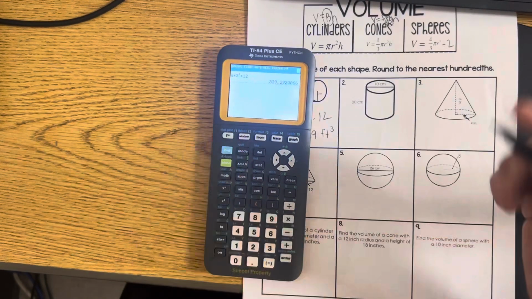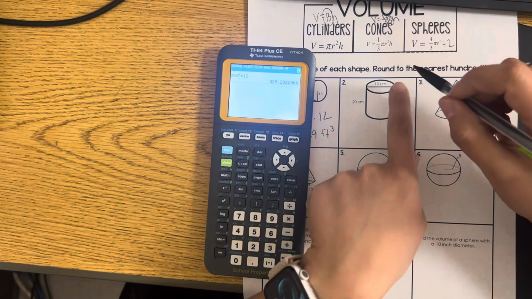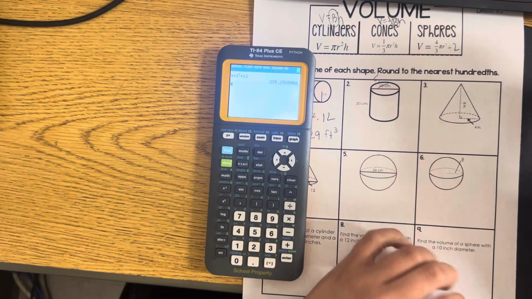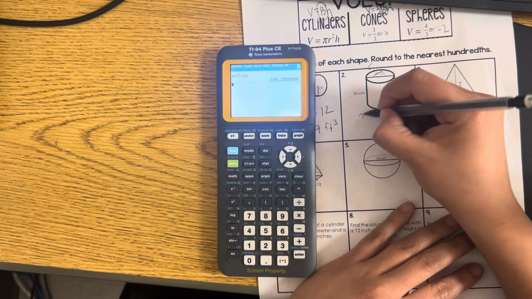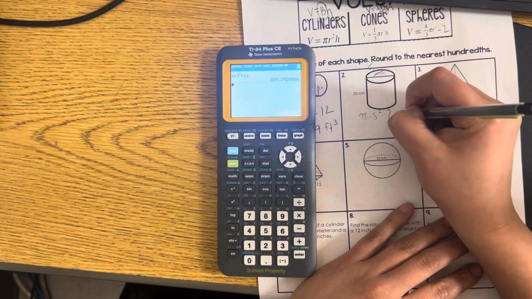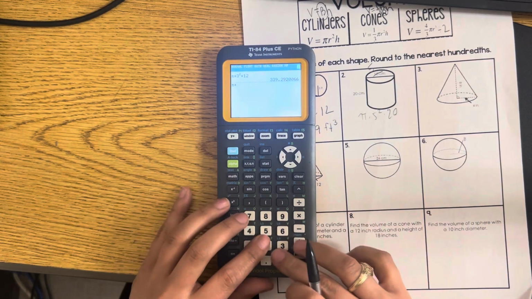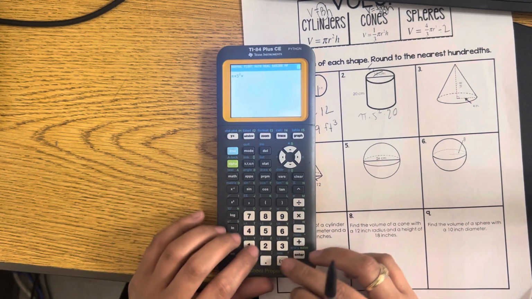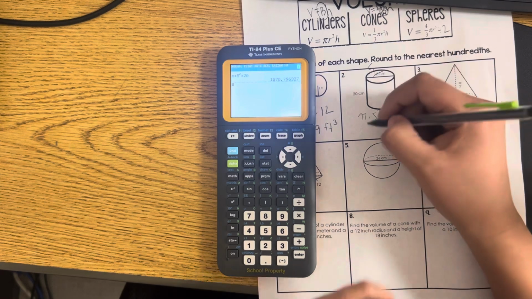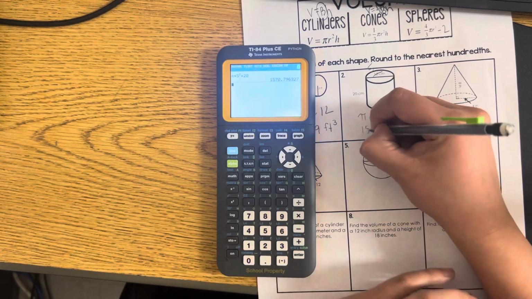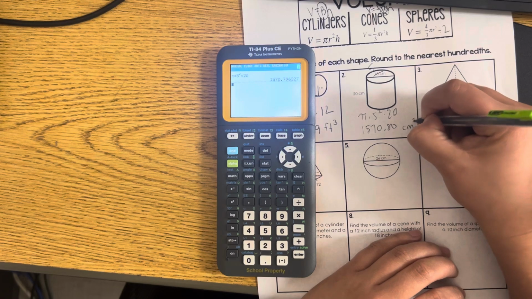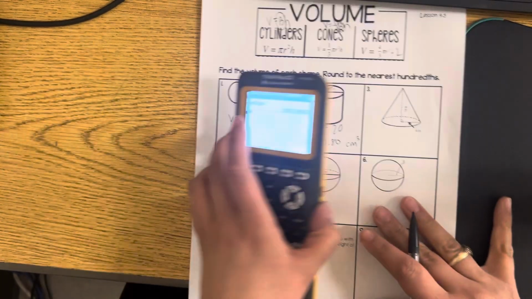Okay. Number 2, also a cylinder, but this time it gave me the diameter. So we have to cut the 10 in half, and we're going to use 5 instead. Same formula, pi times 5 squared times 20. But again, if you don't cut the diameter in half, then you're going to get it wrong. And we're going to round to the hundredths place. So it'd be 1570.80 centimeters cubed. Okay. Then we move on to the cone.